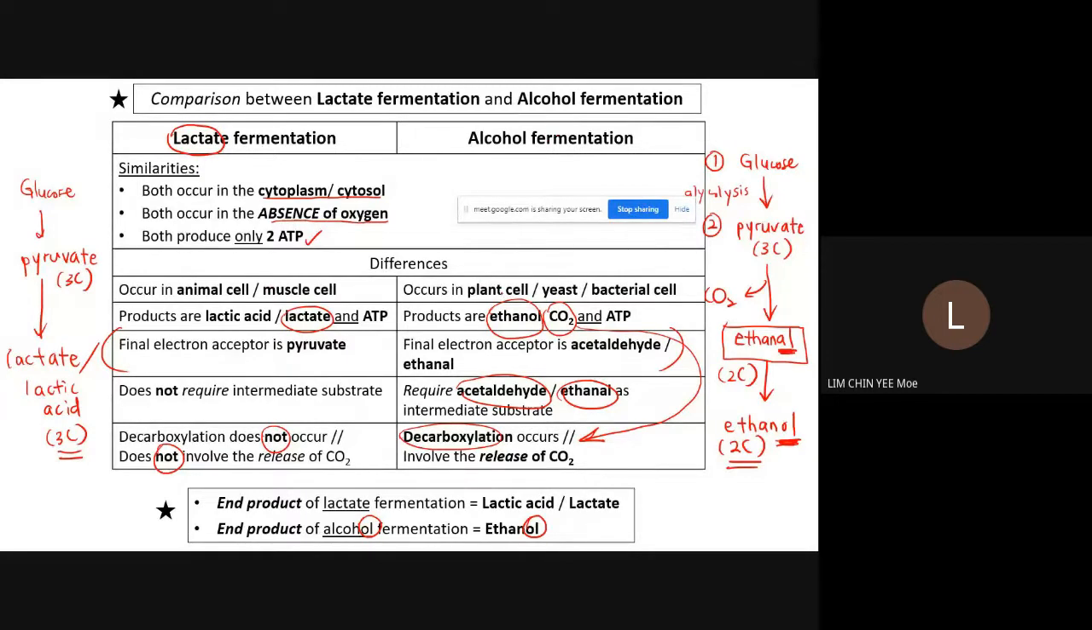So like I mentioned just now, lactate fermentation is in animal cell or muscle cell. Alcohol pula dekat plant cell, yeast cell or bacterial cell. Ada je bacterial cell pun carry out lactate fermentation. You should remember for yogurt. Nanti Miss akan ajar untuk yogurt, ada je bacteria yang terlibat dalam lactate fermentation. Anyway, lactate fermentation kita selalu guna contoh animal cell. Most of the time in the past year question pun dia tulis animal cell sebagai contoh.